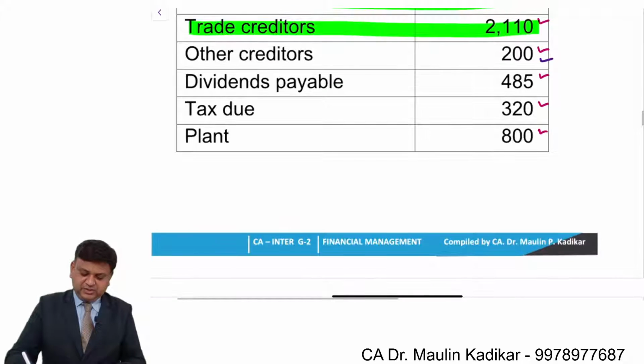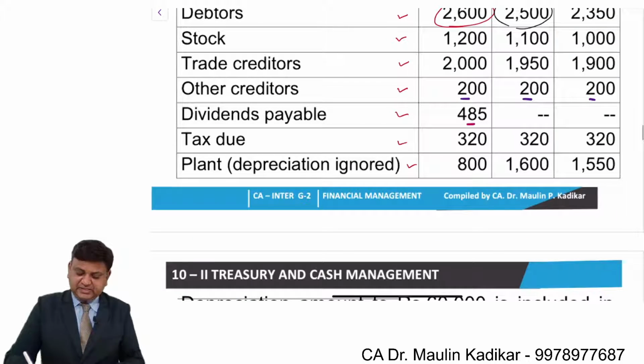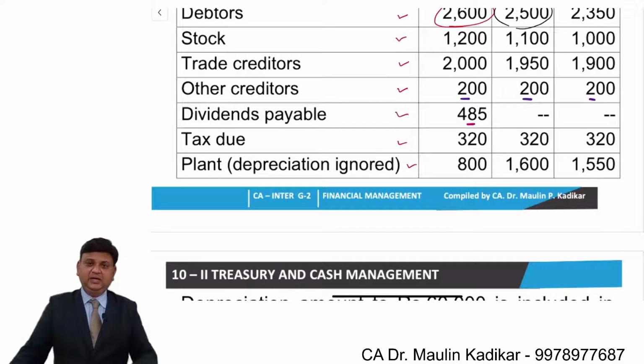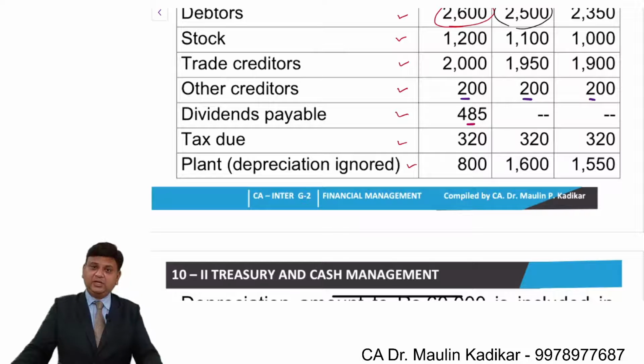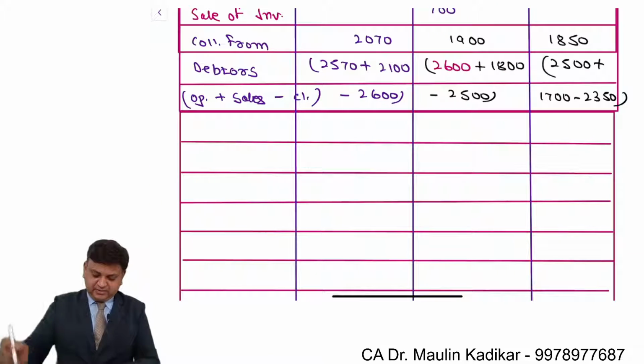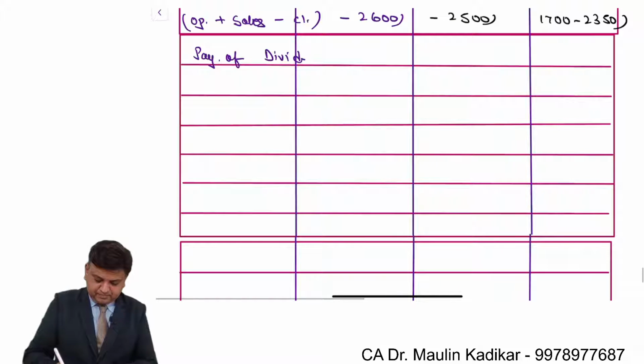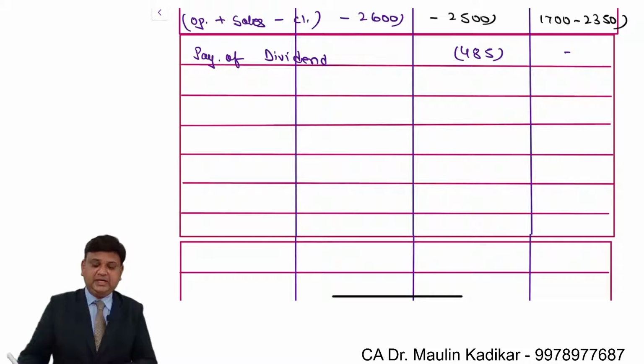Next information is given to us as dividend payable. In case of the dividend payable, opening balance is 4,85,000. The closing balance is again 4,85,000. What does it mean? It means that in the month of January, we have not made payment for the equity dividend. Then February and it is 0. What does it mean? It means that in the month of February, we have paid it. So we will show over here payment of dividend. That will be shown in the month of February. It is an amount of 4,85,000.